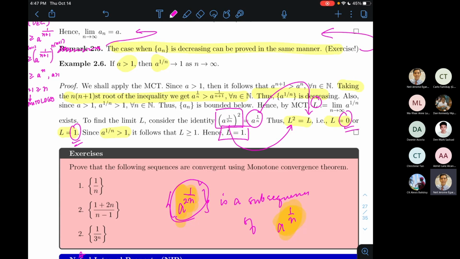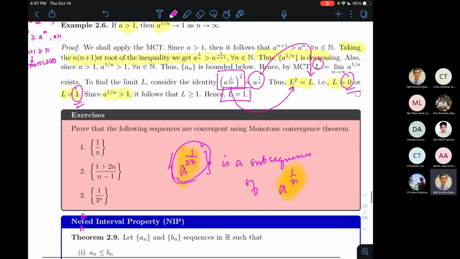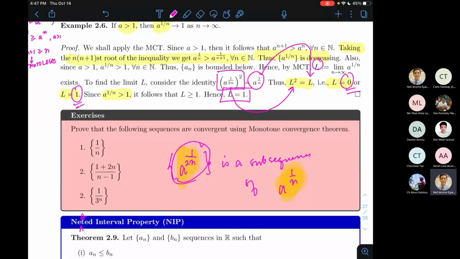Okay? Is that clear? Medyo maraming nangyari dun sa example, no? But I hope you did follow. Okay, any questions? Let me think. Or do you want one more example?